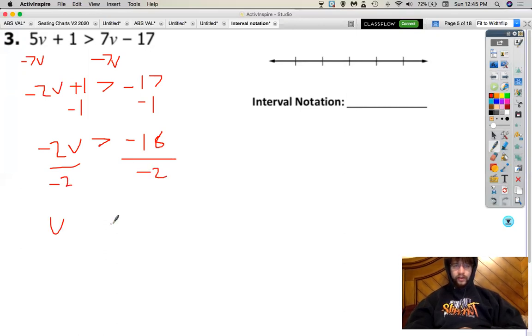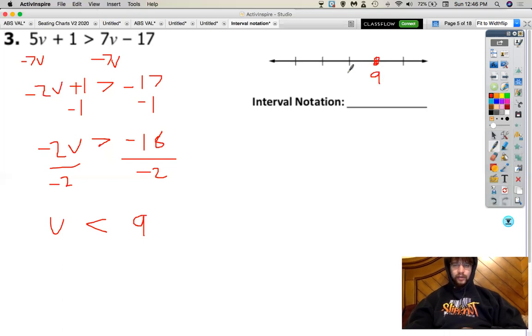So I get v over here, I get 9 over there, but don't forget, we divided by a negative, so this thing's got to flip. It was greater than, now it's got to be less than. So v is less than 9. Start by graphing that. Let's stick a 9 right here.